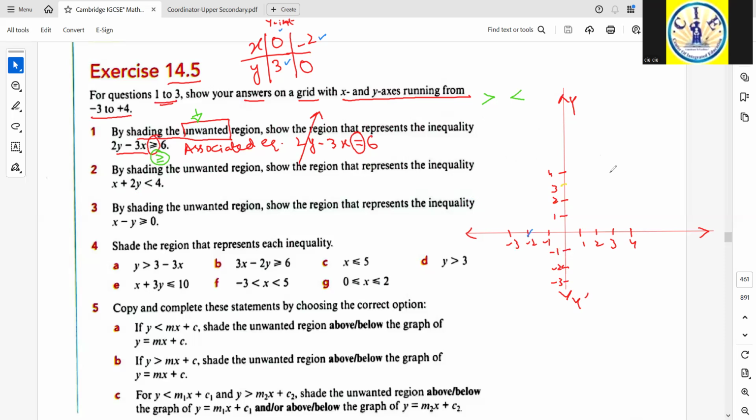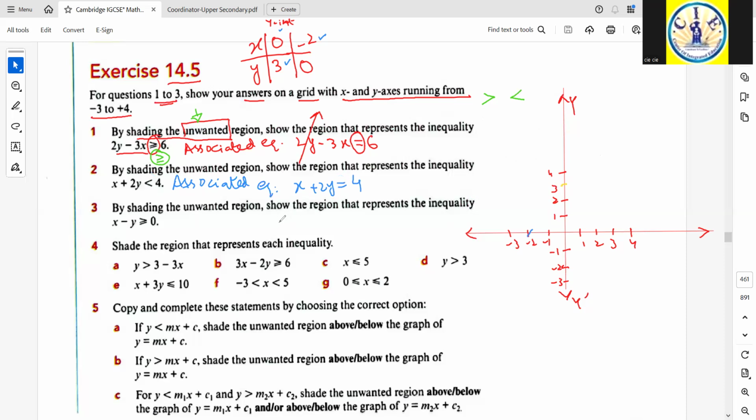Now, again, what I need to do is carry on the same type of working. That is, the associated equation is going to be x plus 2y equals 4. So the only thing that we have done is change the inequality sign into an equation sign.